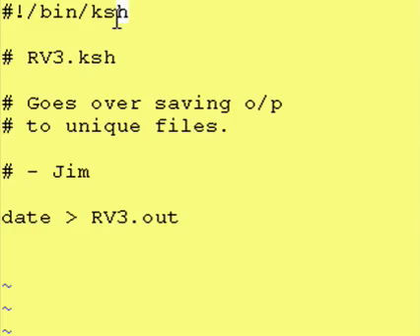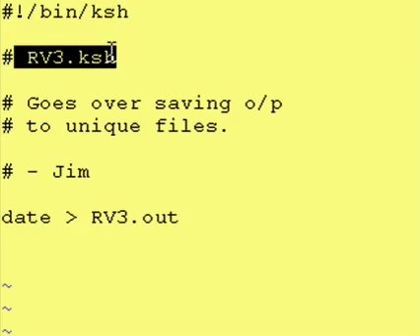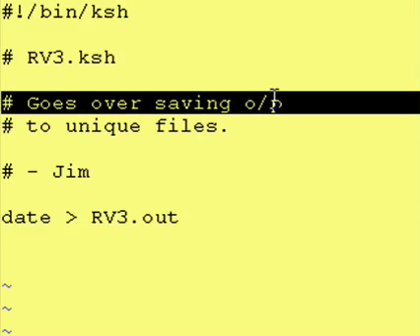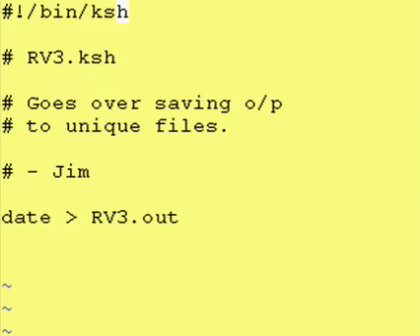Here's our script, rv3.ksh, for reserved variable 3.ksh, and the script goes over saving output to unique files. Now, let's just pretend this is some great computational thing that we just did right here. The only thing this is, is the Unix date command, which prints out the date. But let's pretend it's some useful information that we really need saved. And we're saving it out to rv3.out. Now here's the problem.